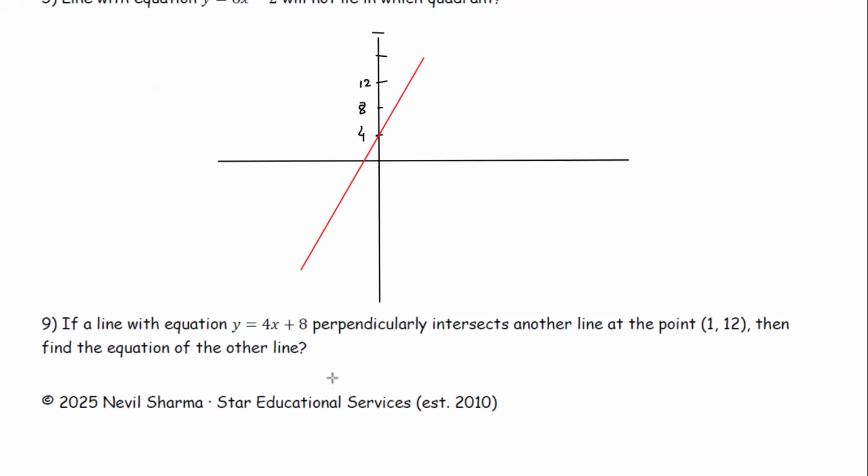So if a line with this equation perpendicularly intersects, my bad, I have to draw it at the y-intercept, right? Perpendicularly intersects another line at the point (1, 12). So at (1, 12), meaning if this is your 1, this is at (1, 12) out here. So it's perpendicularly intersecting. So let's draw it with another color.